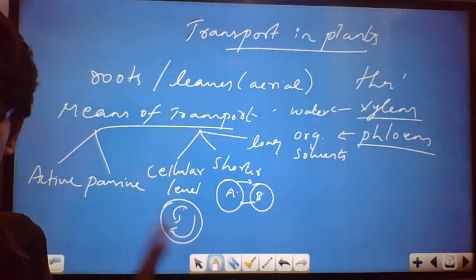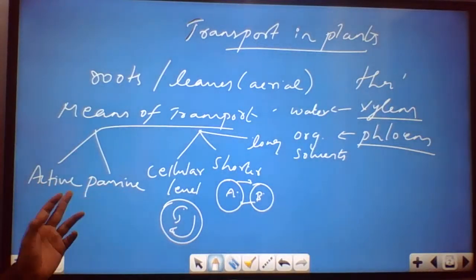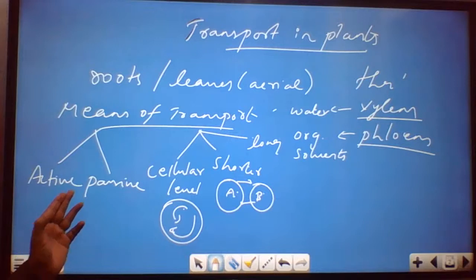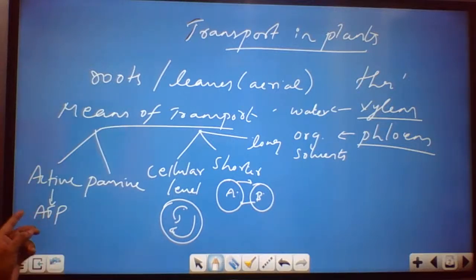These are the basic things that you know already, right? So active transport and passive transport. You know the difference between active and passive transport. In active transport, definitely it requires some energy. The energy is required in the form of ATP, and this requires a high concentration of GLUT.